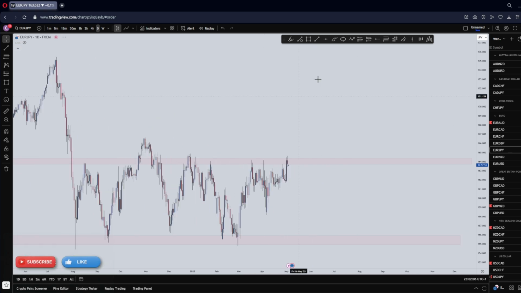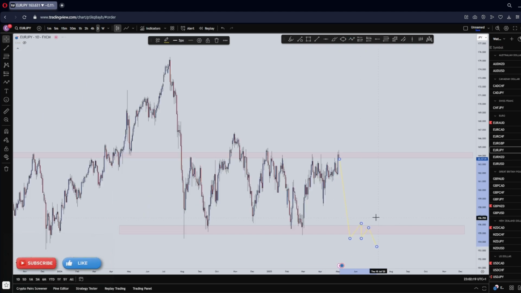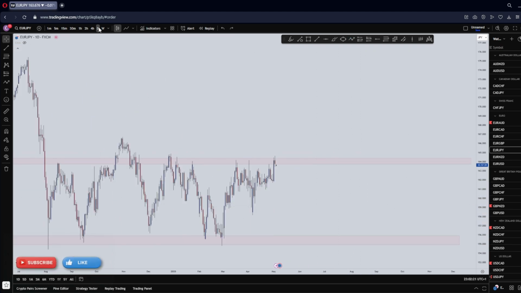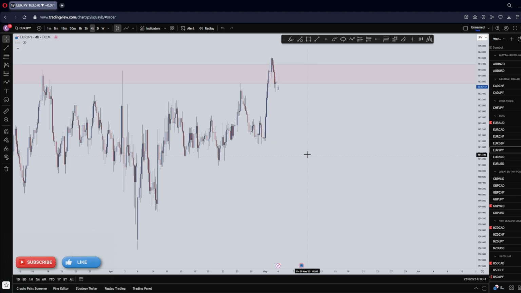So price is basically in a range. What we're looking for is for price to break out of one of these, and we can confirm a buy, or break out of this and we can confirm a sell. Let's go to the 4-hour time frame.